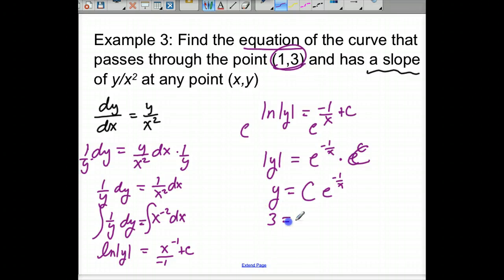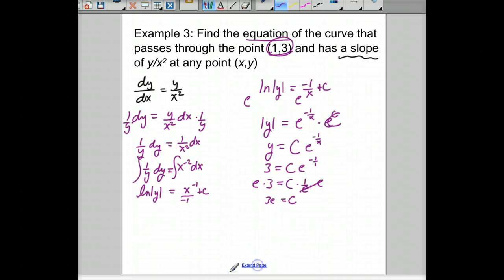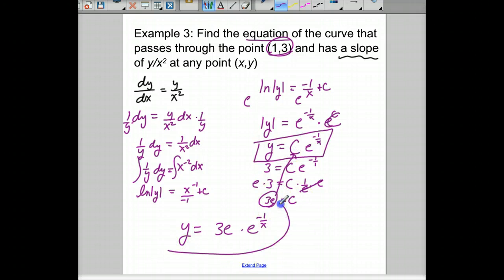So I'm going to put 3 in here and 1 in there. C times e to the negative 1. E to the negative 1 means 1 over e to the positive 1. So if I multiply both sides by e, that will cancel that. So c equals 3e. So my final solution, or my particular solution, is 3e times e to the negative 1 over x. Just replaced 3e in here for c. So that's my particular solution.